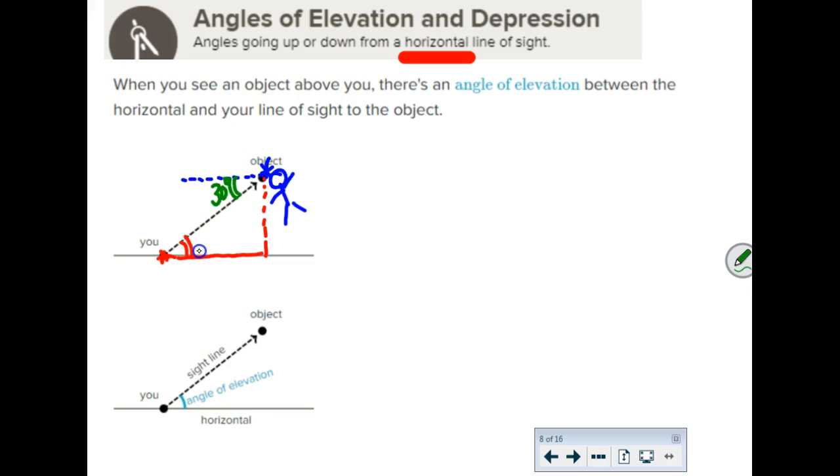Someone want to really impress me with their geo knowledge? Why are they congruent? Very nice. Alternate interior angles are congruent. So angle of depression and angle of elevation are always the same thing. So whenever my problem starts spouting out something about angle of depression or angle of elevation, I just know that it's going to be the angle that's down in the bottom corner of your triangle.